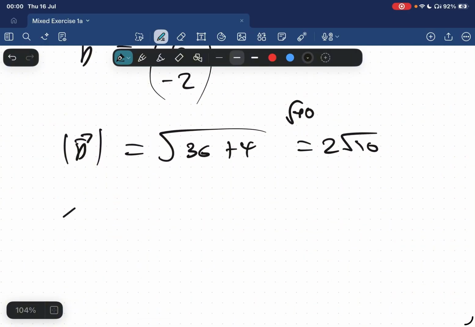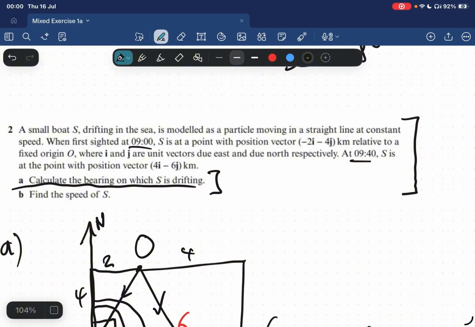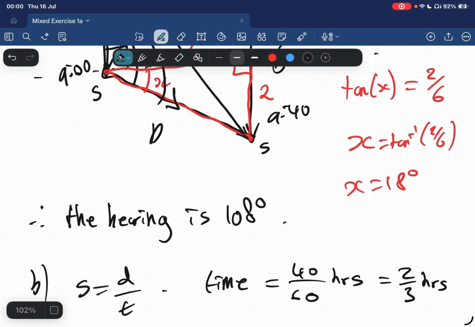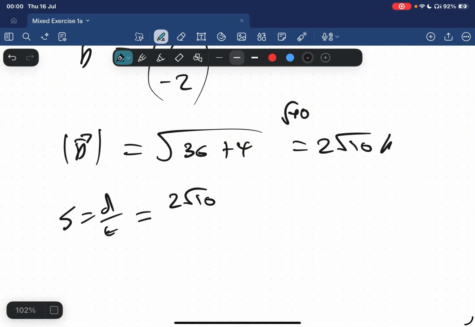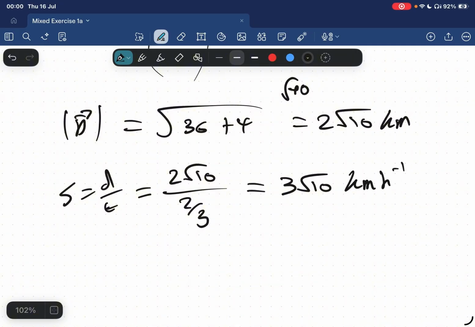Going back to our speed, which is distance over time, we know our distance, which is 2 root 10. What are the units we're using here? Well, we've got kilometers, so this is 2 root 10 kilometers. So 2 root 10 over 2/3, that was our time, gives 3 root 10 kilometers per hour.